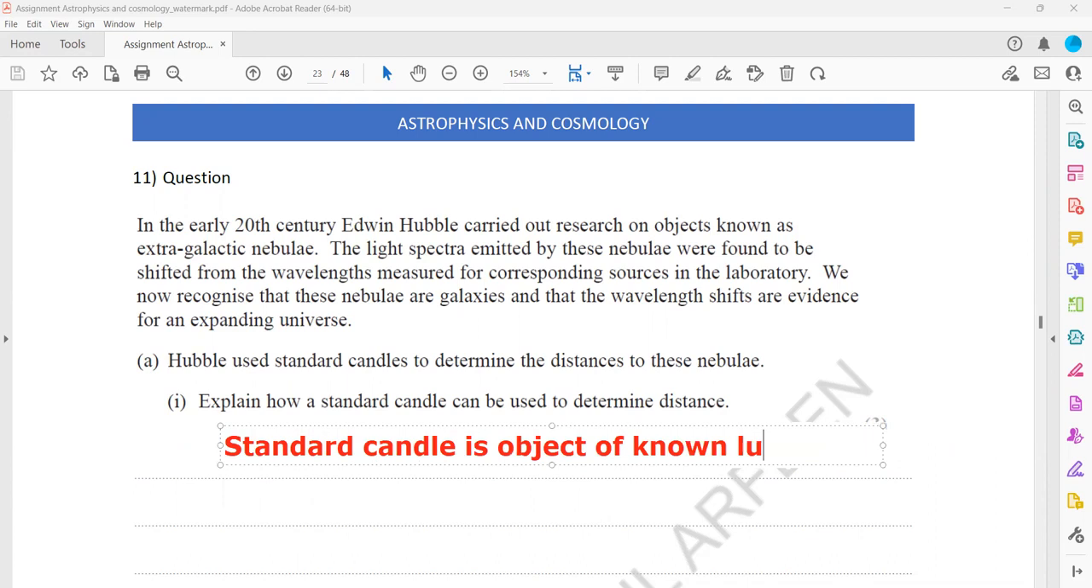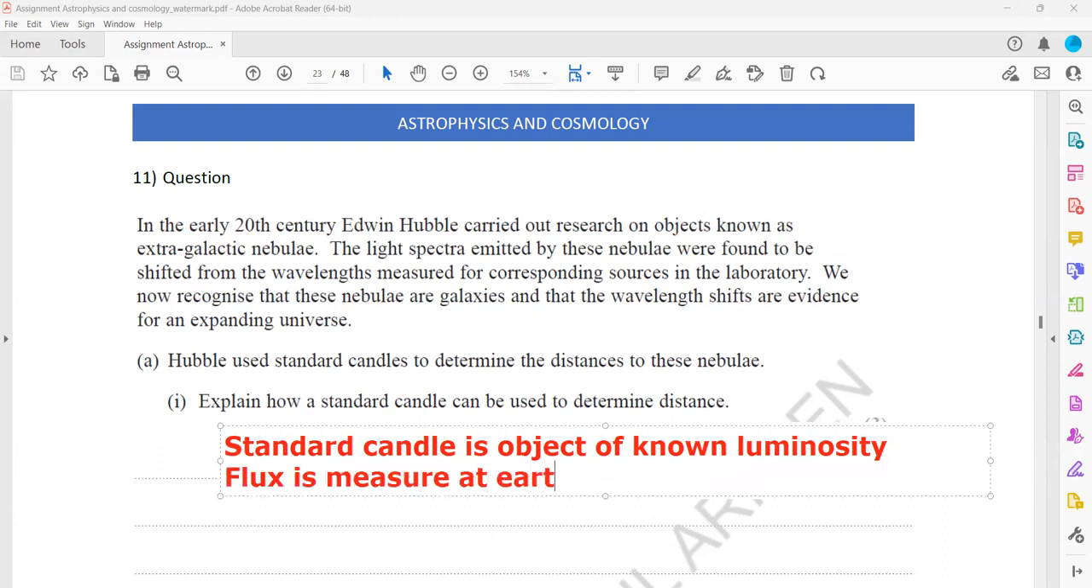So we know the luminosity of an object, and after having a known luminosity, the brightness or the flux of the candle is measured at Earth. And then we use the inverse square law to calculate the distance, or you can just mention the relation F is equal to luminosity divided by 4 pi d squared. So L and F are known, so we can work out the distance.